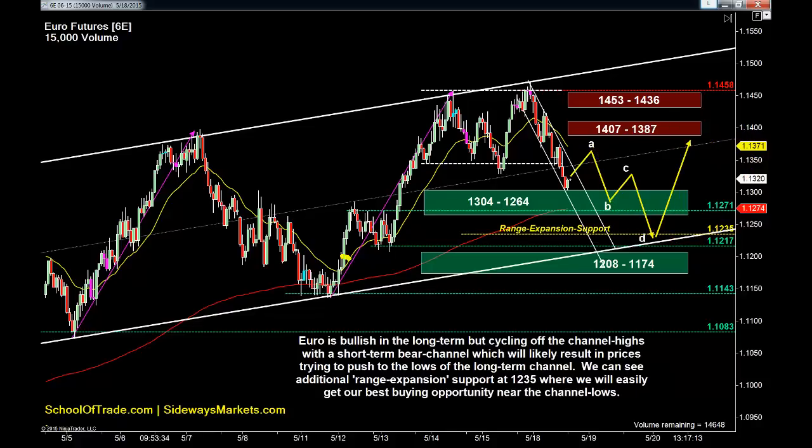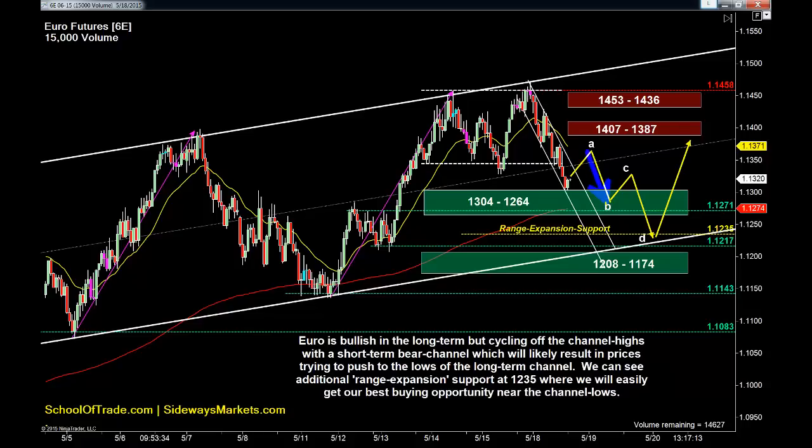Think about down here, right? What if we bought the low of that channel? All of the reward, just a little bit of risk down there, right? So it's a good risk reward buying the low of that channel. That's what we're going to be shooting for this week on the euro. How it gets down there is to be determined right now. We're going to see what it looks like.